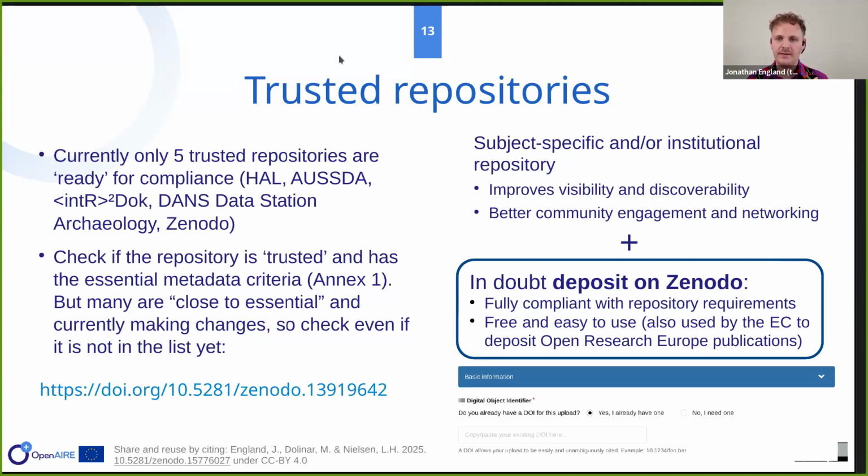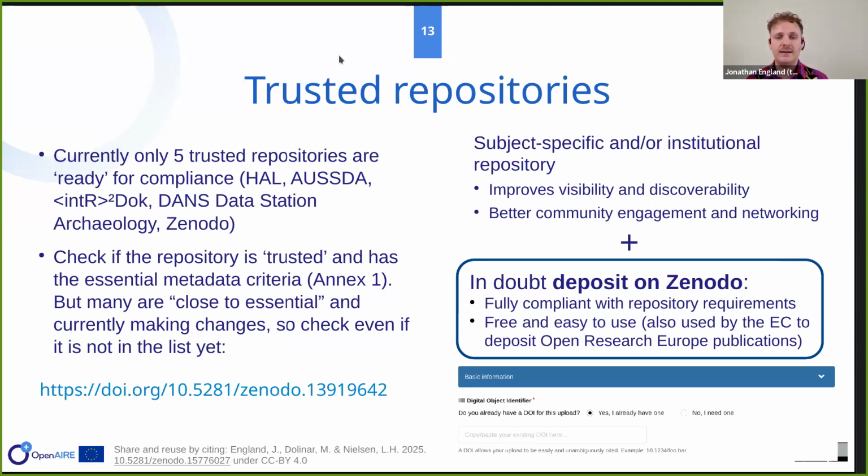What we recommend, because it's a bit complicated, is to deposit on a trusted subject-specific repository or your institutional repository, because it's relevant to your field, because it improves visibility and trustworthiness in your field. There's better community engagement. Get a DOI from that repository, and then go on Zenodo. Zenodo is fully compliant.